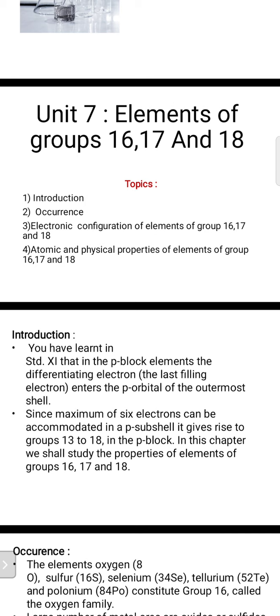You have learned p block elements in the previous standard. These p block elements differ; they have a different configuration from that of the s, d, and f blocks. Here the last electron enters the p orbital of the outermost shell. That's why the elements belong to the p block.